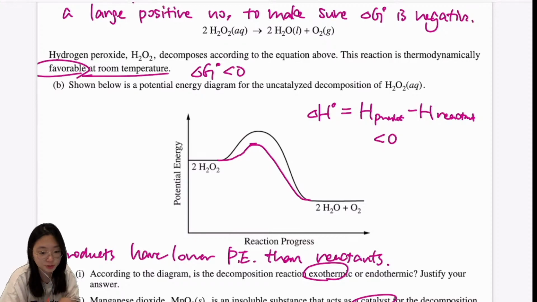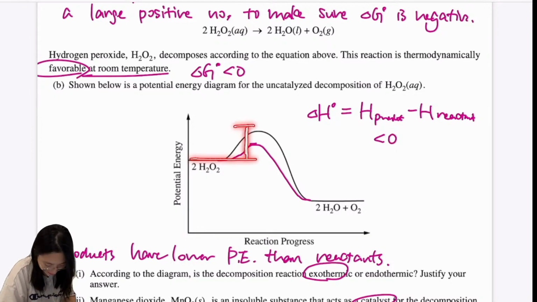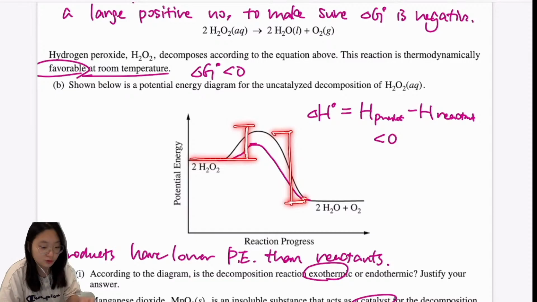Exactly, you need energy to break the bonds, then it's endothermic. So this part represents that you need energy to break the bonds, but then new bonds are formed. And when new bonds are formed, the system also releases energy, and the amount of energy released is greater. So that's why in total, it's an exothermic reaction.